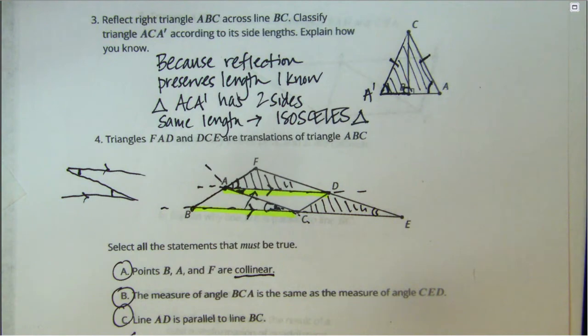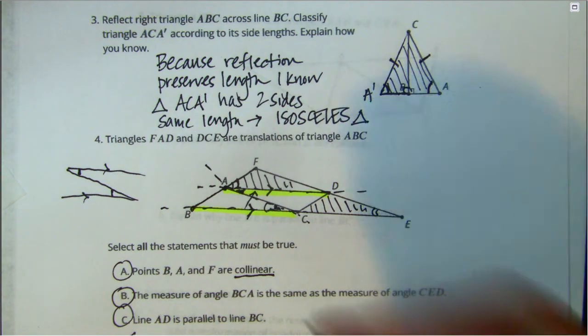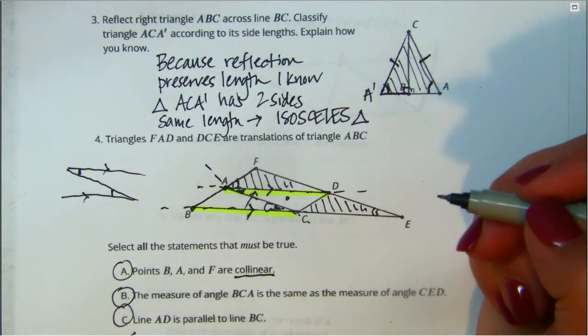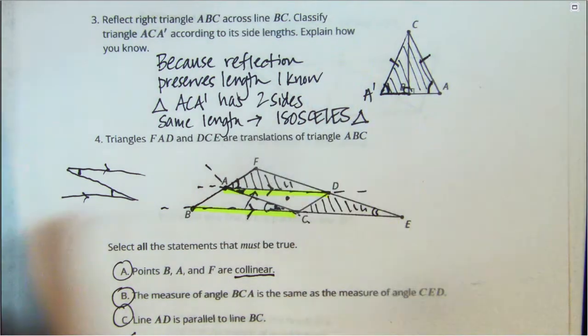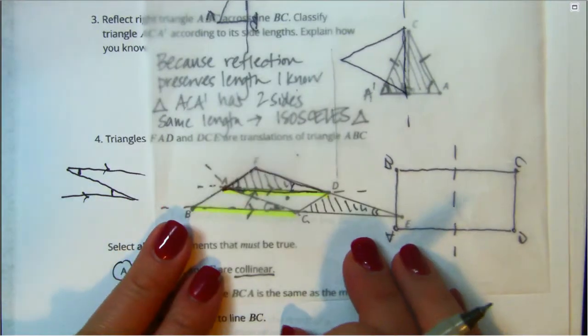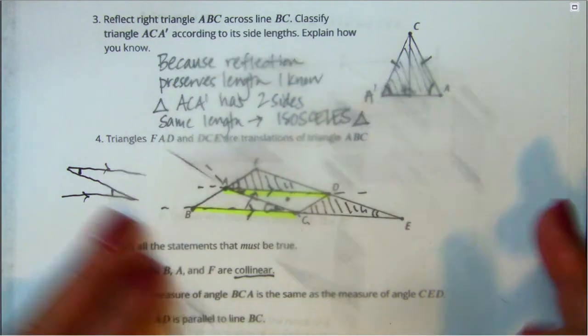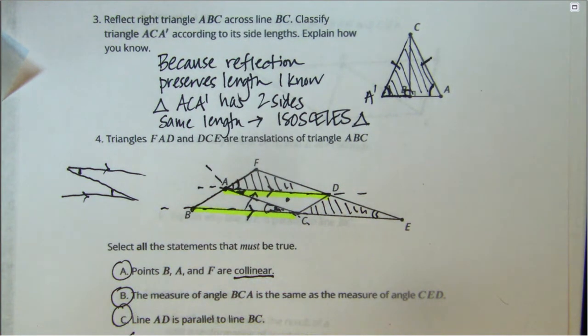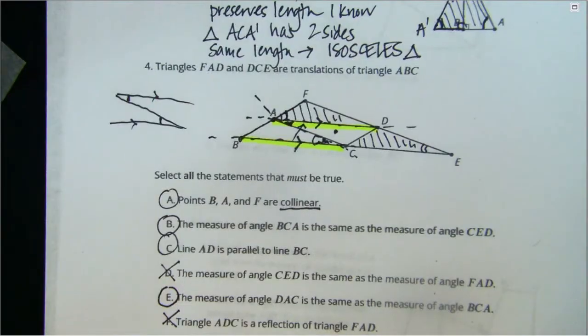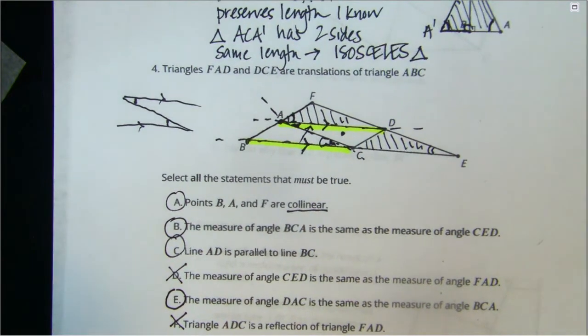Letter F, triangle ADC, that's this middle one, is a reflection of FAD. We could try it. I mean, doesn't look like it. So A, B, C, and E. All right, we're skipping 5.